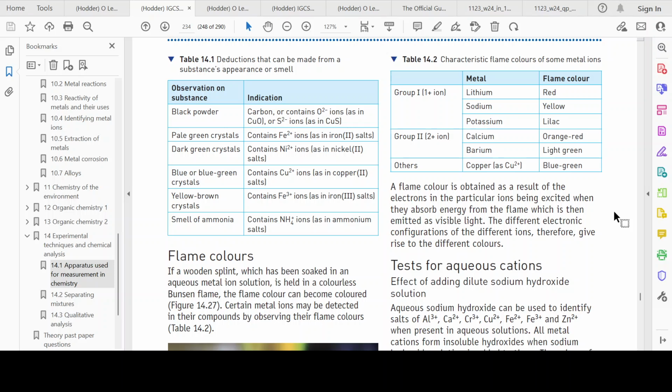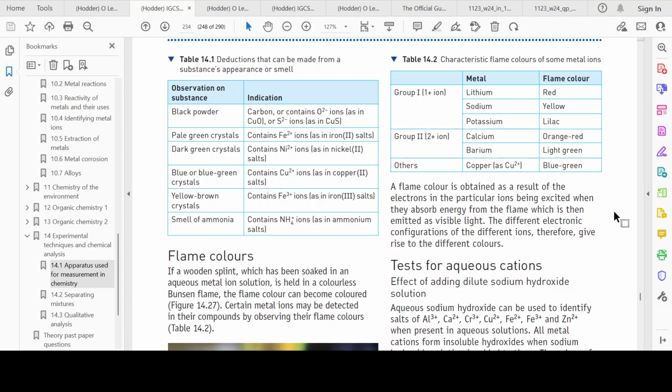If the substance has pale green crystals, then it could be a salt of iron(II). If it's dark green crystals, it could be nickel(II). If it's blue or blue-green, it could be some salts of copper(II), other than copper sulfide or copper oxide, because we did that with the black powder. If it's yellow-brown, then it contains iron(III) salts.